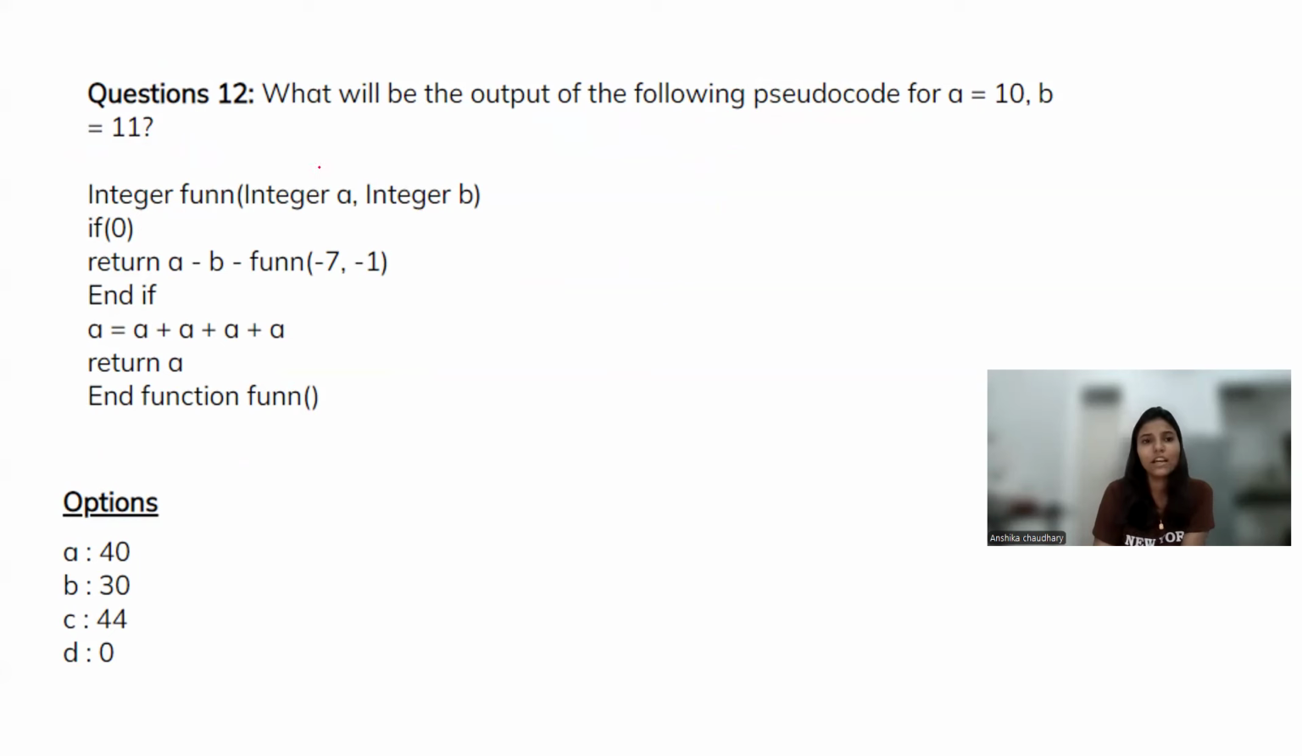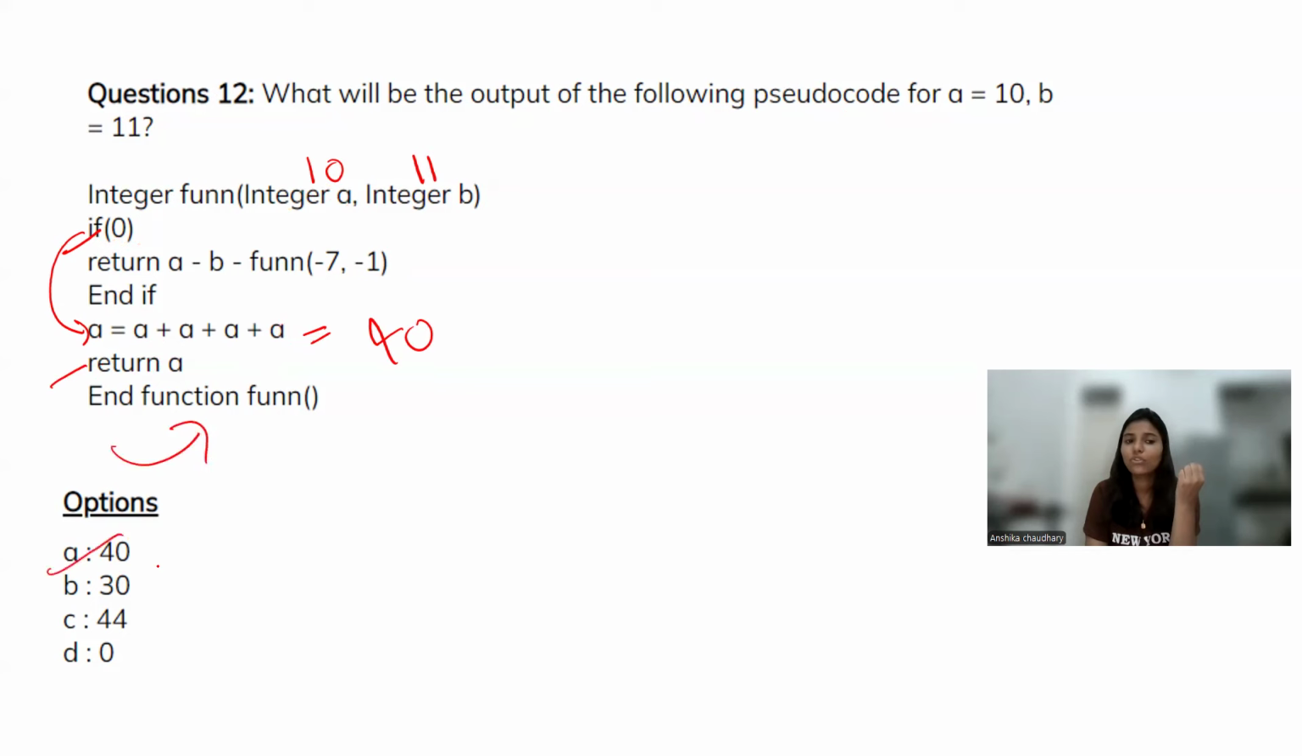So let's solve this. A will be passed here as 10, B will be passed here as 11. If it is 0, that means the condition is false. So we will directly come here and add A four times. So add 10 plus 10 plus 10 plus 10, it will be 40. We will return A, that means 40 will be returned by this function. So 40 will be the correct answer for this question.